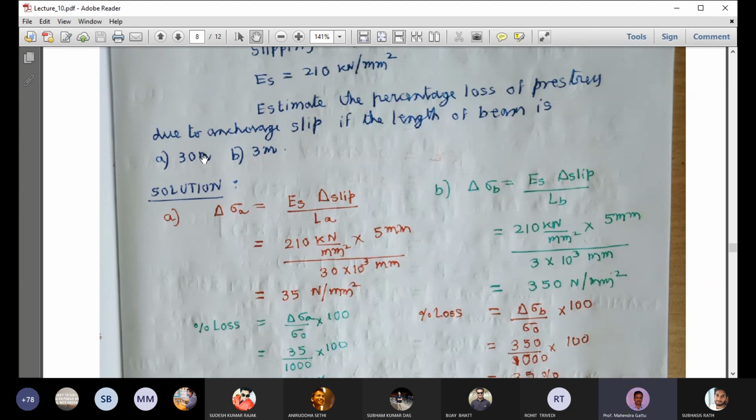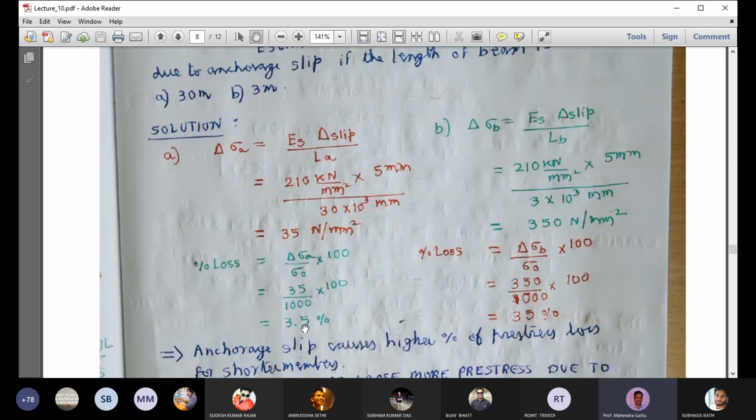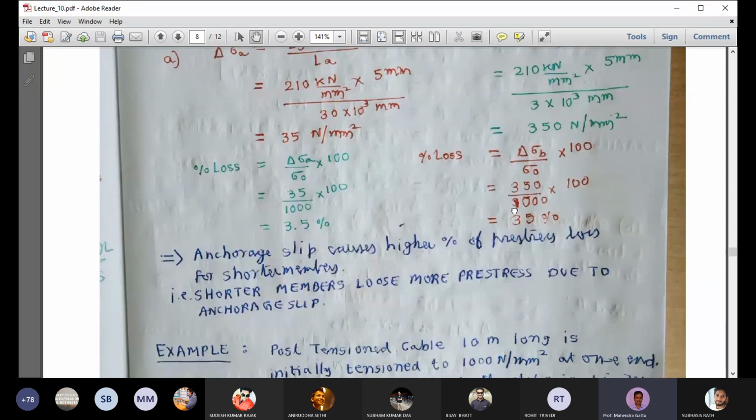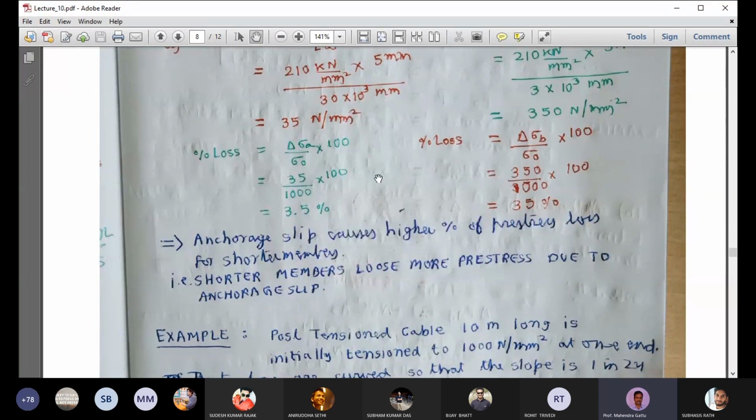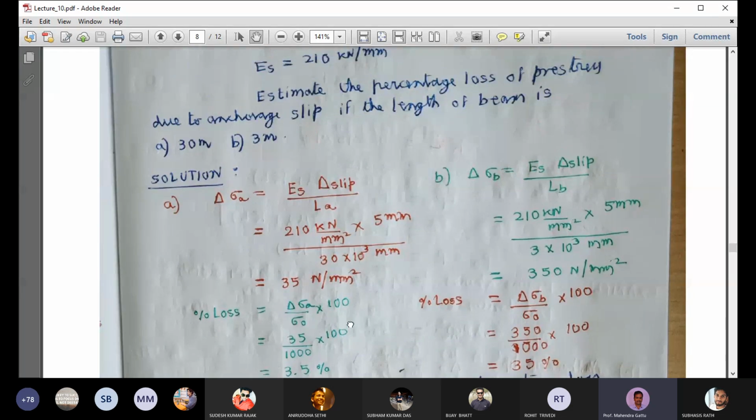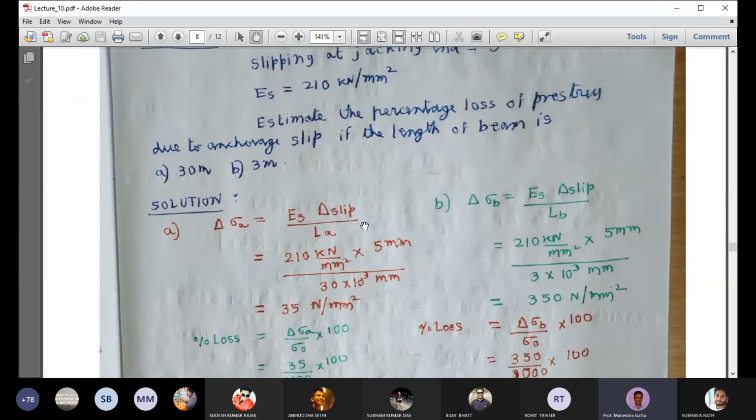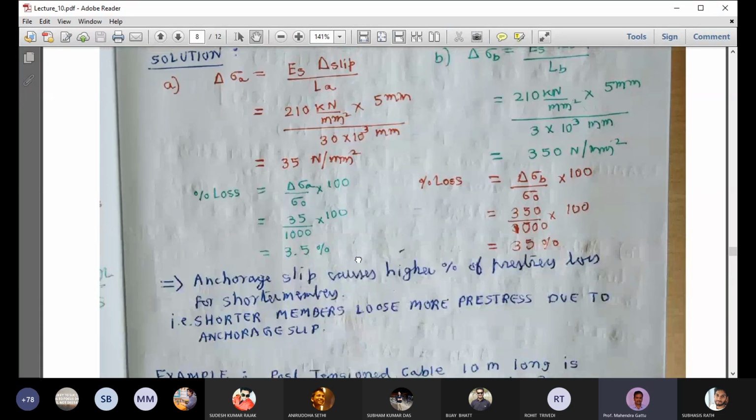For a lengthy beam, we don't have to worry about that anchorage slip because the percentage loss of pre-stress will be negligible, 3.5%. Okay, and here in this case it was 35% for the shorter beam. So this is one of the findings we can get from this example.